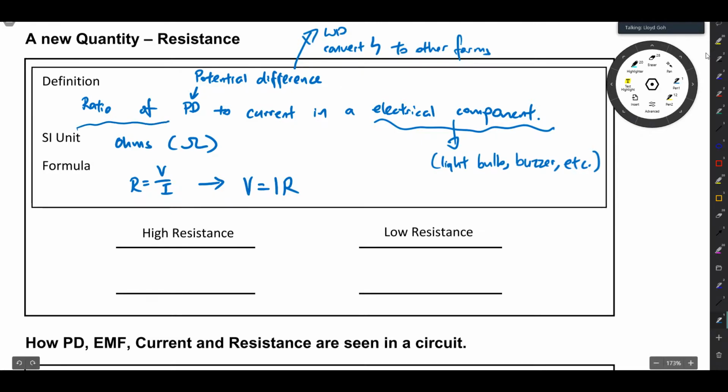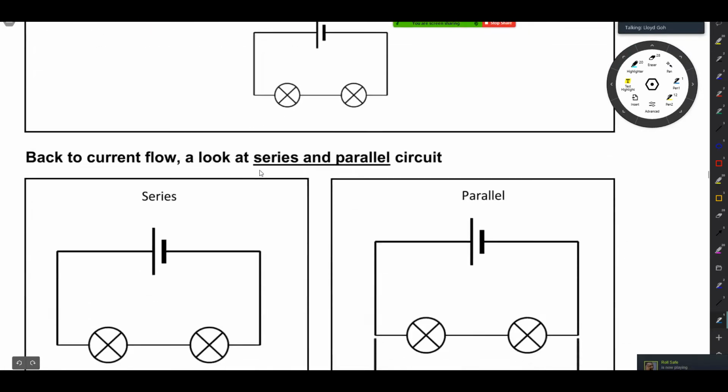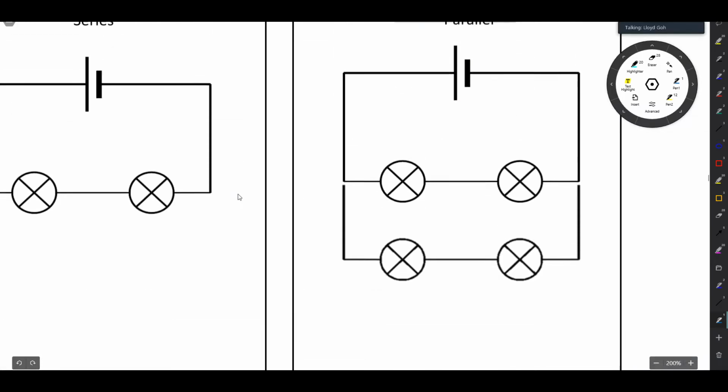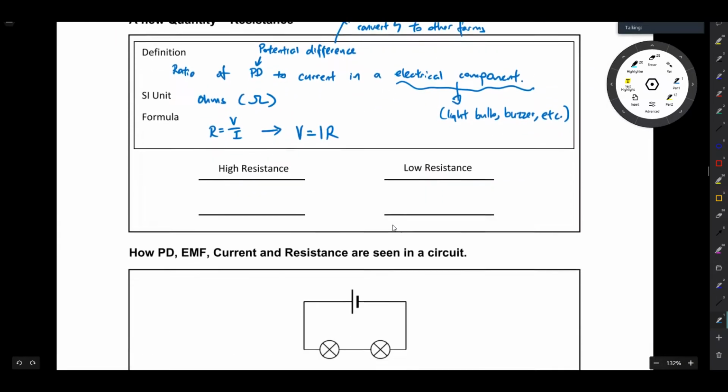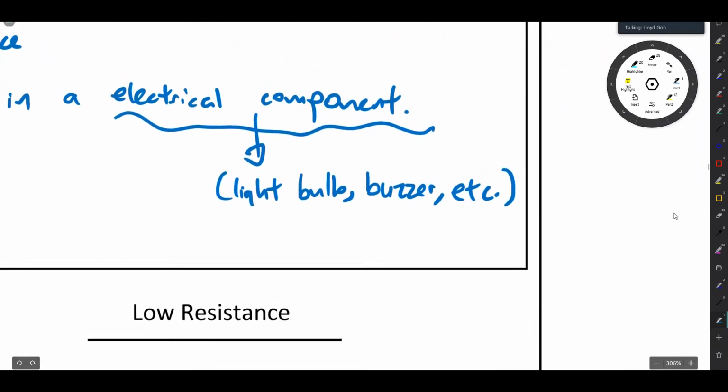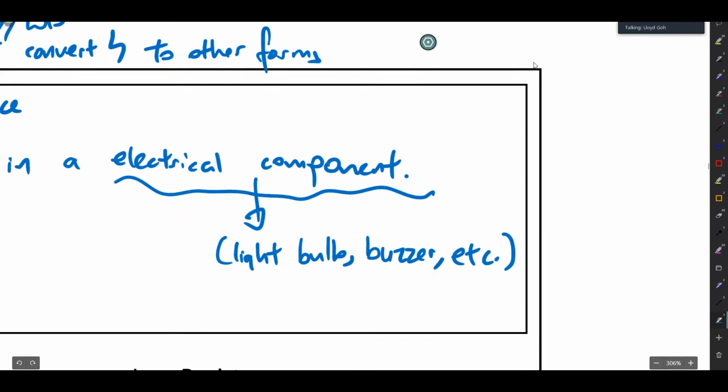Okay, so we just need to unpack this now. Ratio of PD to current, what does it mean? Let me give you a mathematical analogy, then I think it'd be easier for you to understand. You can write this down if you want, but if not, I'm okay, because that's a numerical analogy. Given a formula, R equals V over I, so I have this formula now: R equals V over I.